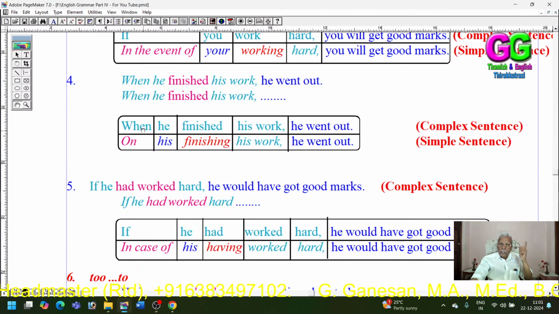Fourth example: when he finished his work, he went out. With the subordinate conjunction "when", the phrase is "on". He becomes the possessive his, finished becomes the present participle finishing. That's all. Then there are no other parts to be changed. When he finished his work, he went out. On his finishing his work, he went out. Complex sentence, simple sentence.